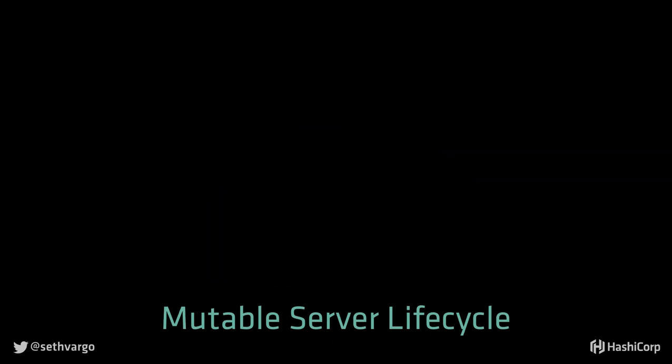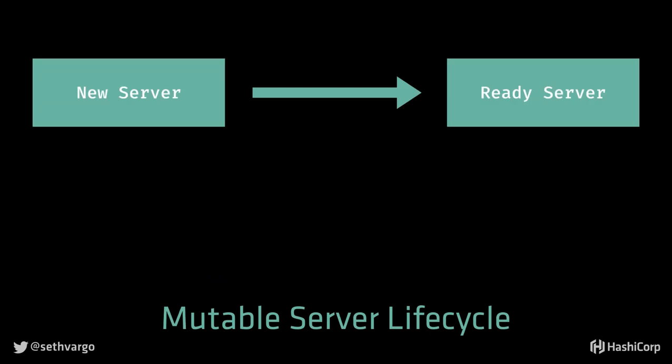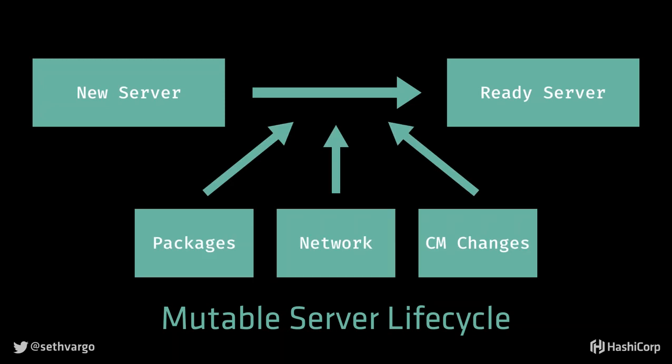Now let's compare that to the mutable server lifecycle. The goal is to take a new server, what we call a base server, like a base Ubuntu 14.04 or 16.04 instance, or a Windows 2016 server, and move it into a ready state. And in order to do that, there's a number of things we have to do. We have to install some packages, we might have to configure the network layer, and we might apply users and different configuration management changes throughout that lifecycle. But each of these is a single point of failure. Packages upstream might change.